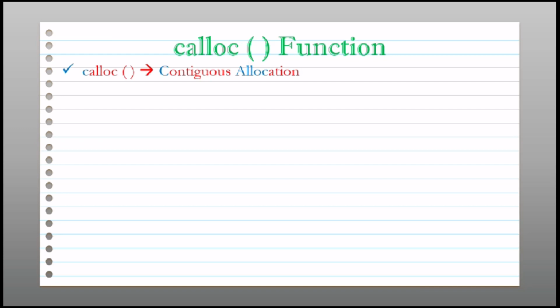Now we will see the syntax of the calloc function, which is already declared in the stdlib.h header file. It is almost similar to the malloc function. The malloc function takes only one argument, that is, the size in bytes, whereas calloc takes two arguments, one for the number of blocks and the second for the size in bytes.